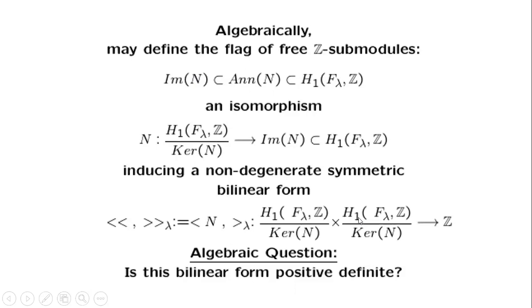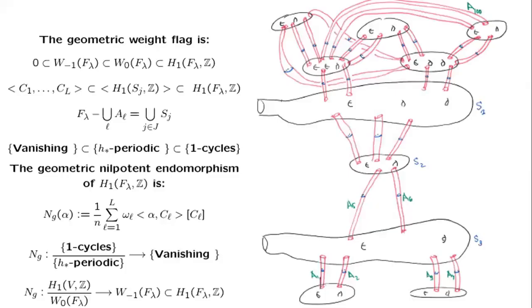And so from the point of view of algebra, the question is, is this bilinear form positive definite? Now, from the algebraic point of view, I see no reason why it should be a positive definite bilinear form. We canceled the kernel in such a way as to make it a non-degenerate symmetric bilinear form. But then it could have mixed signs. So our main result says that actually this form is going to be positive definite, but the proof goes through a geometric interpretation of the N using this picture, which I suggested before.